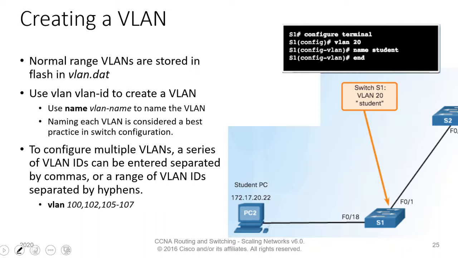That is, normal range VLANs are normally stored in VLAN.dat files, and we can create these. We can use the VLAN ID to create a VLAN, and we can give a VLAN name to associate a name to that particular VLAN. And if you want to create multiple VLANs, just using the VLAN IDs, we can create them using either comma separated or hyphenated ranges.